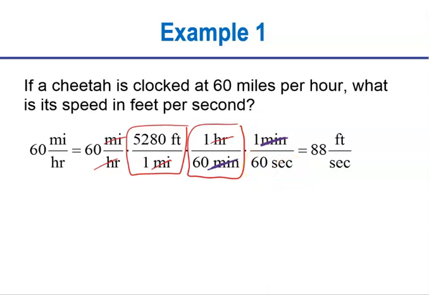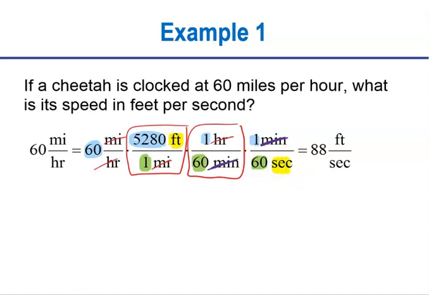Okay, now notice what we end up doing in the numerator. We multiply 60 times 5,280 times 1 times 1. And in the denominator, I'm going to highlight all those in green, you have 1 times 60 times 60. And that gives you 88. That's what we got also. And notice the units that are left. I'm going to highlight these in yellow so you really see it. The feet is still there, and the seconds are still there.